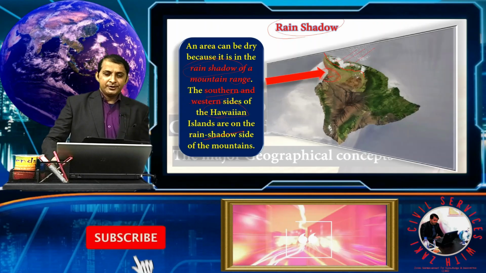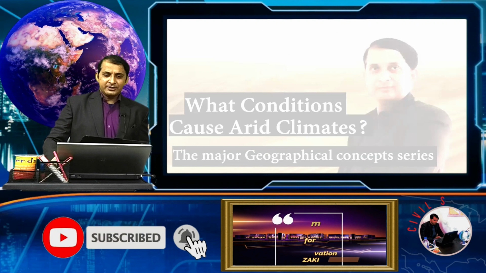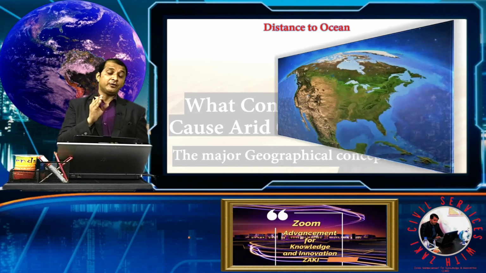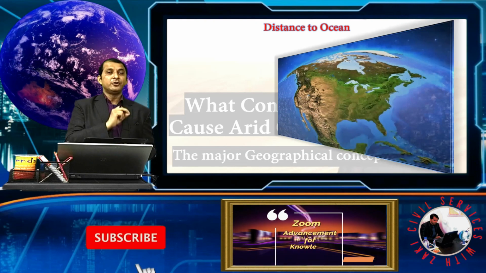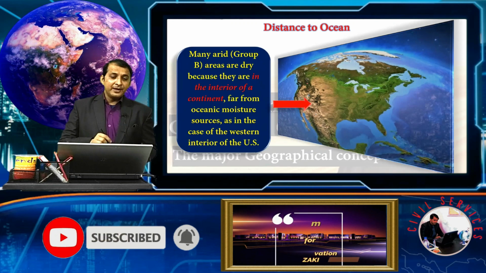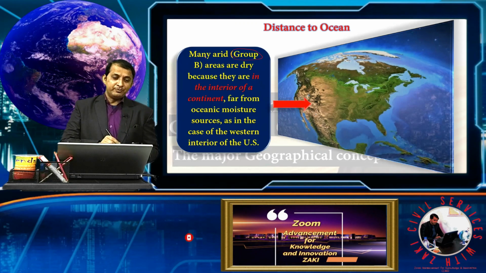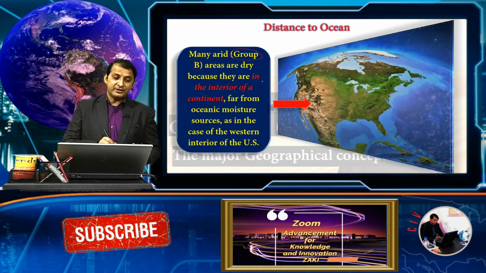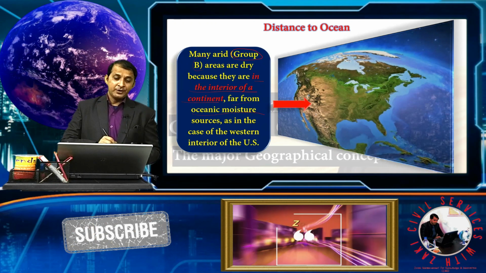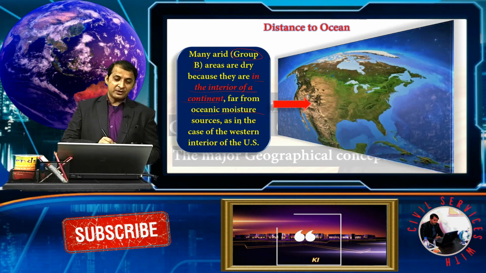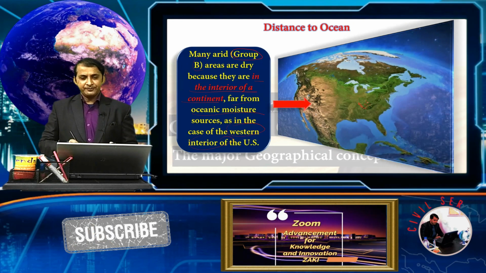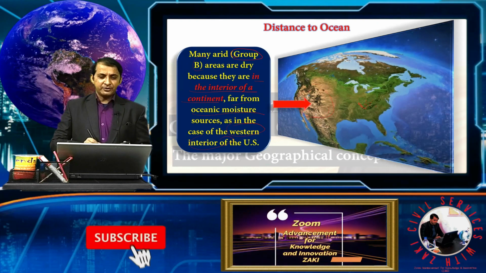So another condition is called distance from the ocean. Distance from the ocean is also responsible for the formation of the desert. So see here, mainly arid, basically group B areas are dry because they are in the interior of the continent, far from oceanic moisture sources, as in the case of the western interior of the United States.